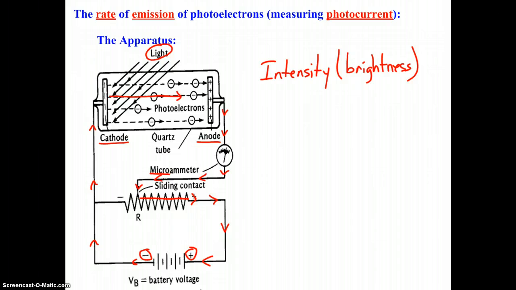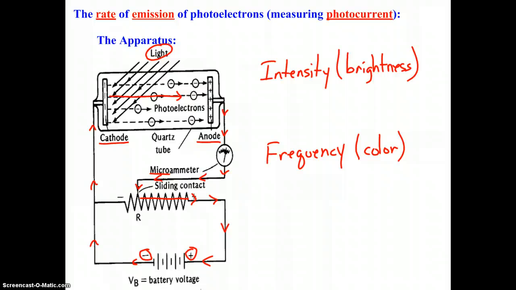The other aspect of this, they wanted to figure out, okay, how does the frequency of the light affect the rate of emission of photoelectrons? Well, what is a wave person's perception of frequency? Of course, that would be color. So if they're going to vary the frequency, vary the color, we have to hold brightness constant. Brightness, intensity, would have to be our control. So what was the outcome?